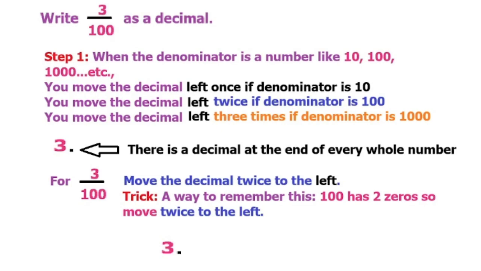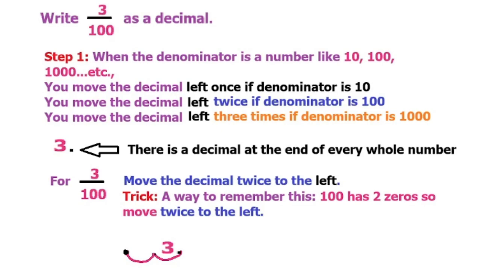So let's have our 3 here now with our decimal at the end. And the way we're going to do this is we're going to move the decimal over. So let's take it here. So we're going to move it twice. So 1, 2. And let me put in the decimal there and color it in with black. Okay, so now our decimal is here.